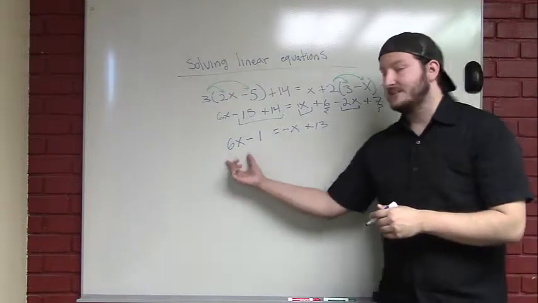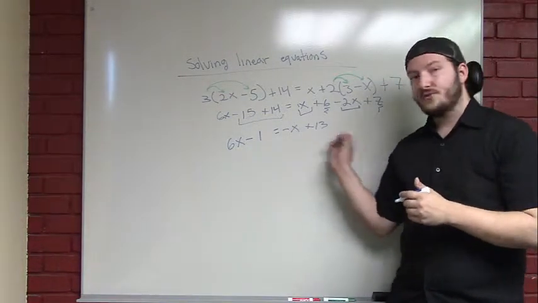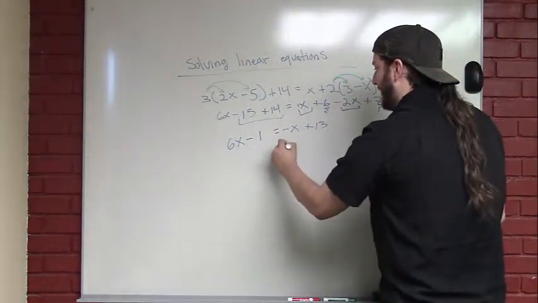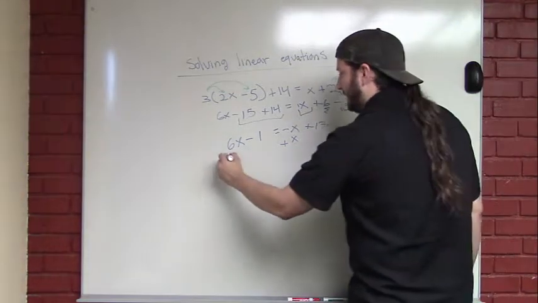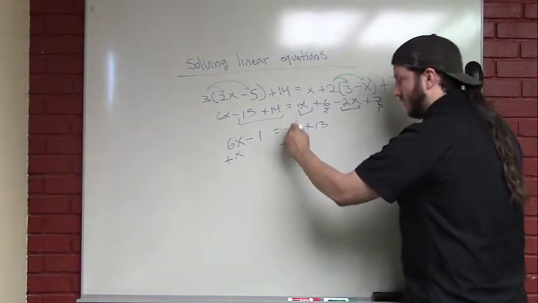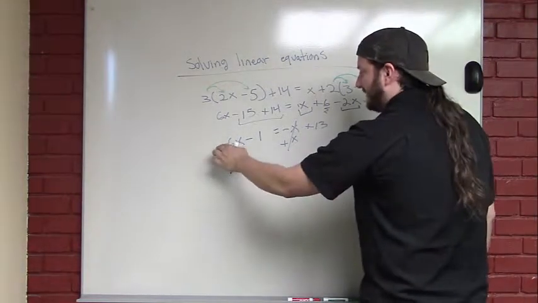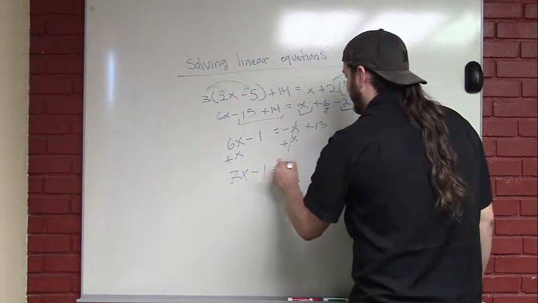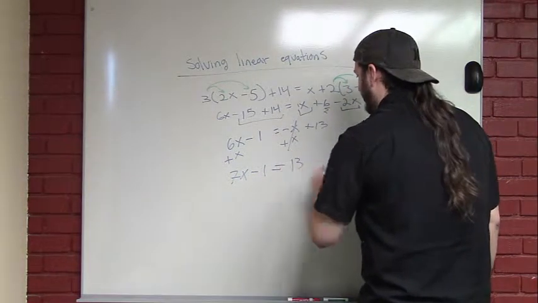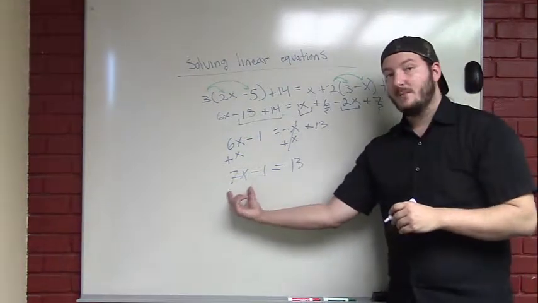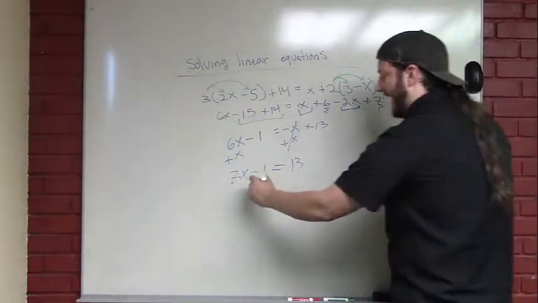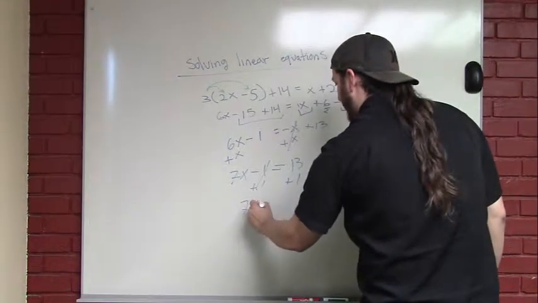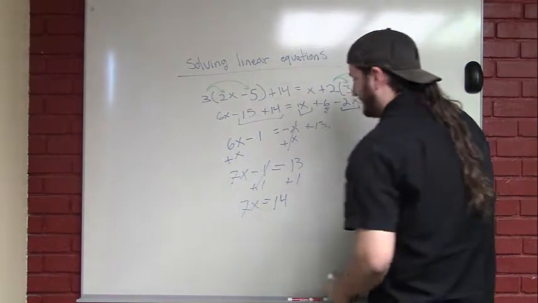So we have an x on each side, a number on each side. We just got to throw the x's on one side and throw the numbers on the other, okay? So in this case, I'm going to add an x to both sides, so those will cancel out. So on this side, 6x plus x is 7x minus 1 equals 13, okay? Again, keep in mind our goal, we're solving for x. So you're going to add the 1 over, and we have 7x equals 14.